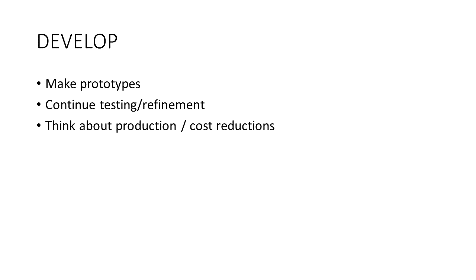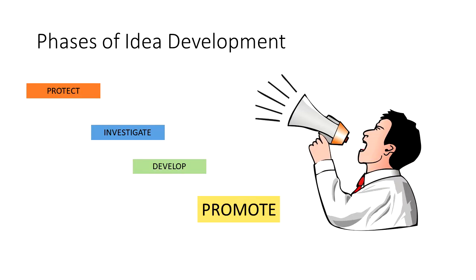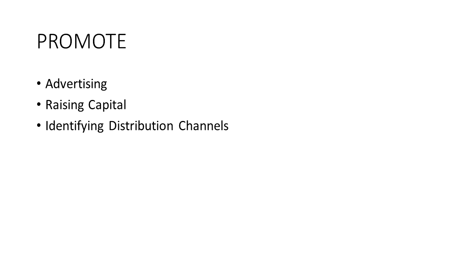Finally, we promote. In this context, promotion means getting our invention in front of the right people. That could be customers, but it could also be investors, partners, distributors, retailers, and others. Promotion can include activities such as advertising, raising capital, and identifying distribution channels. And again, the working prototype is helpful in doing live demonstrations or making videos that can help convince people to get on board with your invention.